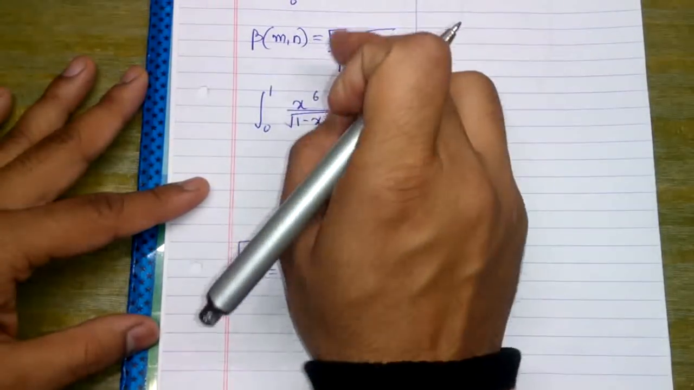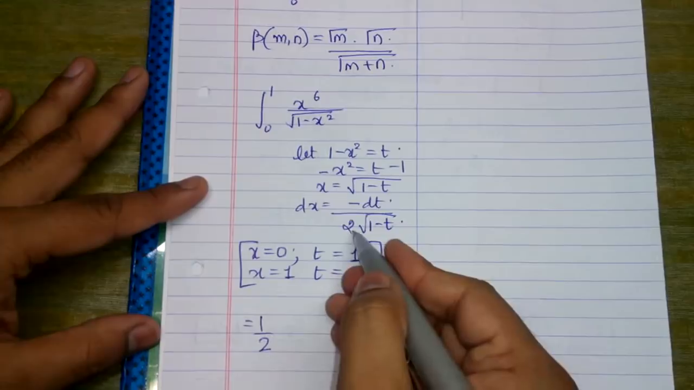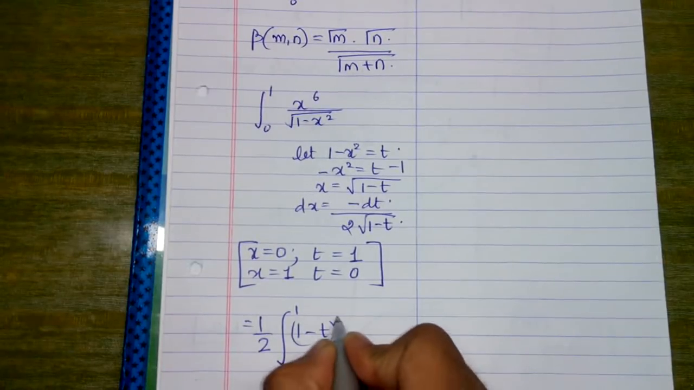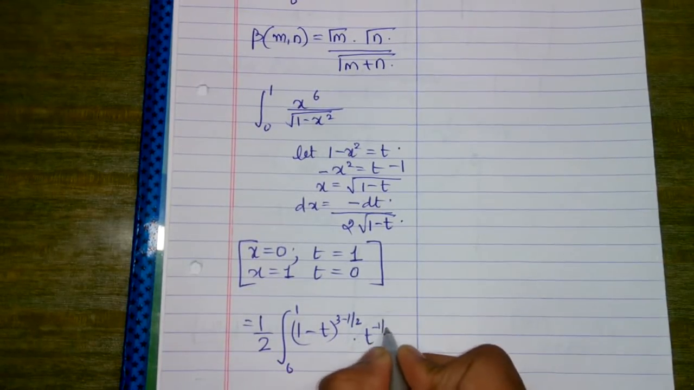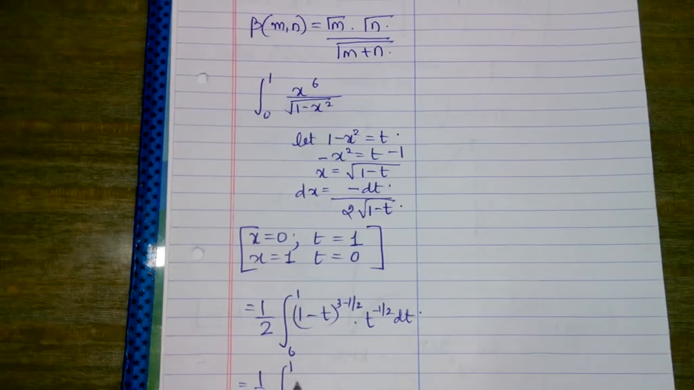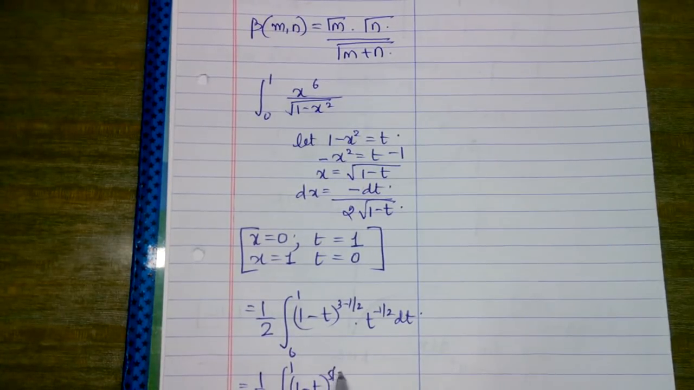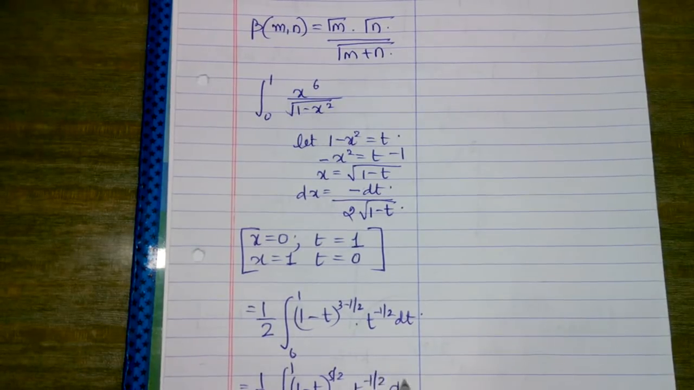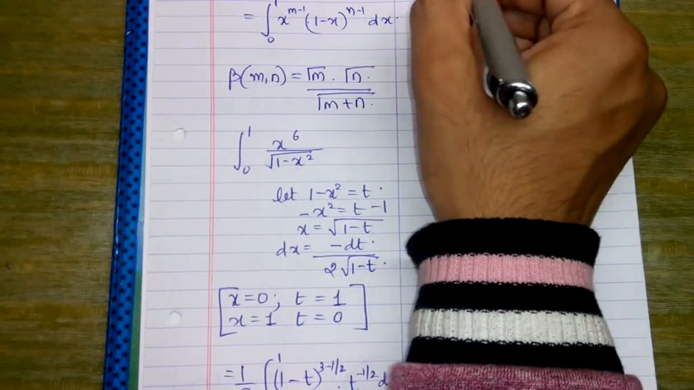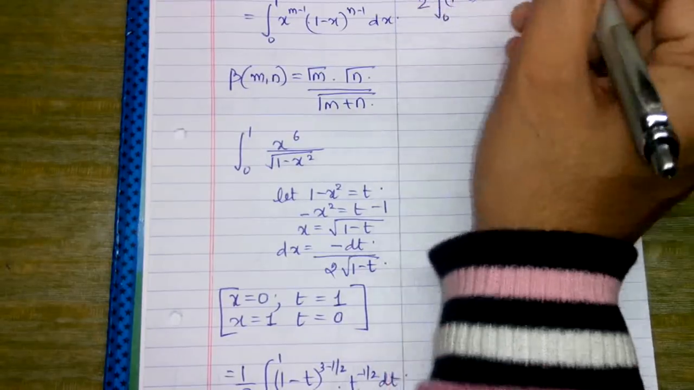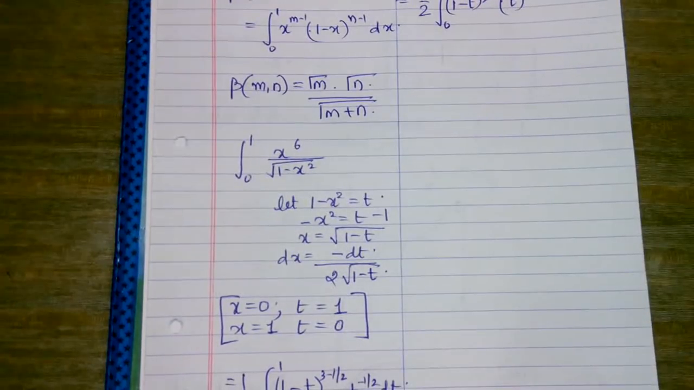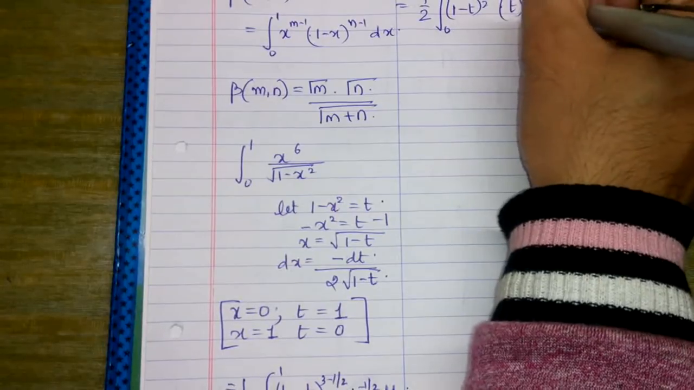And now we will substitute the values in this question and we will obtain 1 by 2, integral 0 to 1, 1 minus t to the power 3 minus 1 by 2 into t to the power minus 1 by 2 dt. Okay, so this would be 1 by 2 integral 0 to 1, 1 minus t to the power 5 by 2, t to the power minus 1 by 2 dt, and this is simply 1 by 2 integral 0 to 1, 1 minus t, 5 by 2 can be written as 7 by 2 minus 1, t to the power minus half can be written as half minus 1 dt.